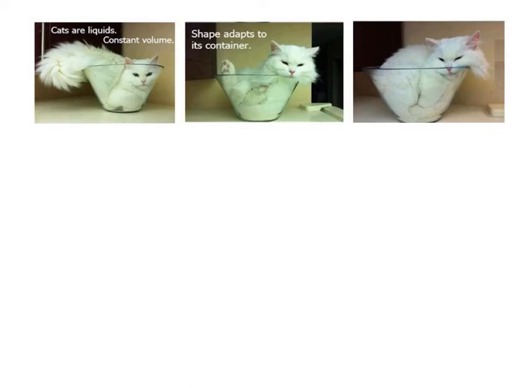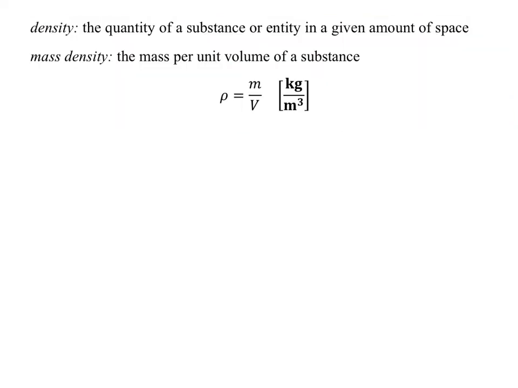So a cat technically can be considered a liquid because it has a constant volume and it adapts to the actual container it takes. It's not really a liquid, obviously, at all, right? But that's by definition what a liquid is.